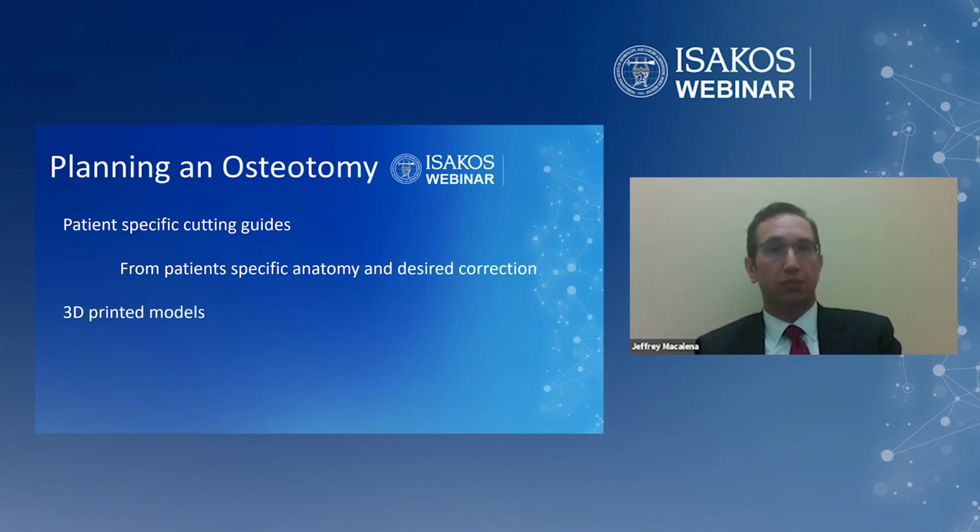I think another really exciting opportunity here is the utility of these patient-specific cutting guides. So just as knee replacement has become more patient-specific, there's become the opportunity for patient-specific cutting guides to try to really dial in that correction for an individualized patient. Another thing that is gaining some interest, particularly in deformity correction, is the utility of 3D printed models of the bone, where you can actually go and plan your osteotomy on a 3D printed model in advance and then execute your plan in the operating room.